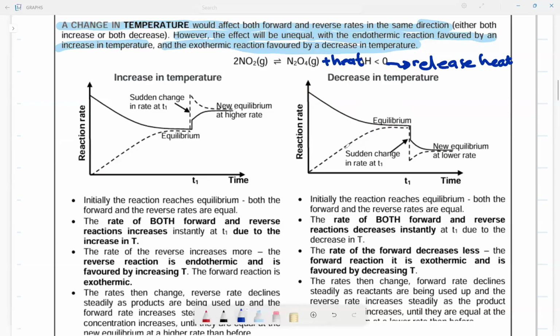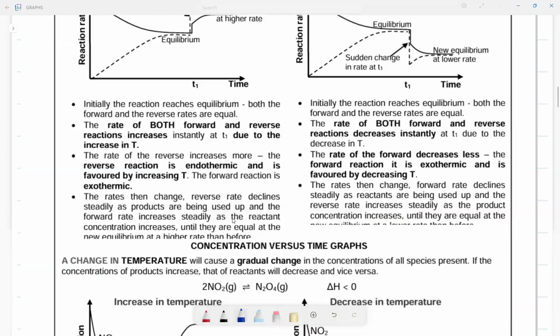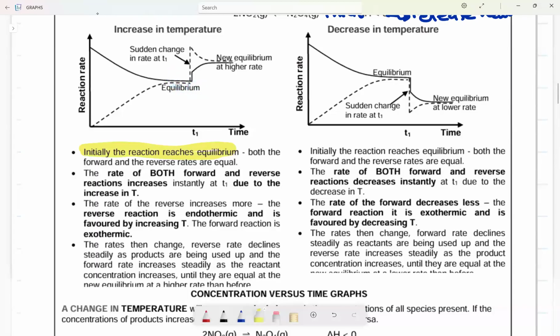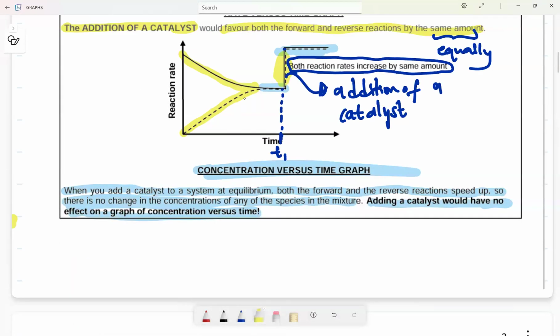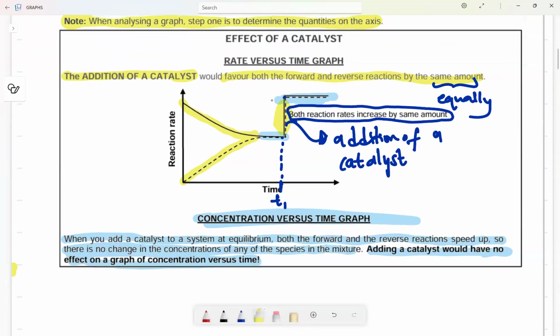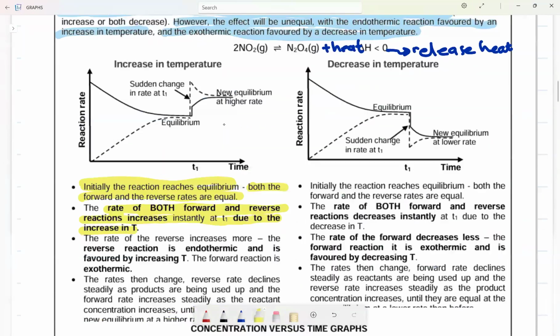Now let's see what they say to us here. They say initially the reaction reaches equilibrium. Again, we saw that it reaches equilibrium here, right? Both the forward and reverse rates are equal. That's true, right? Now, the rate of both forward and reverse reaction increases instantly at T1 due to an increase in temperature. Can you see the rate of both the reverse and forward increases, but not equally? We did not say equal here. Unlike concentration, where they increase by the same amount, here they do not increase by the same amount.